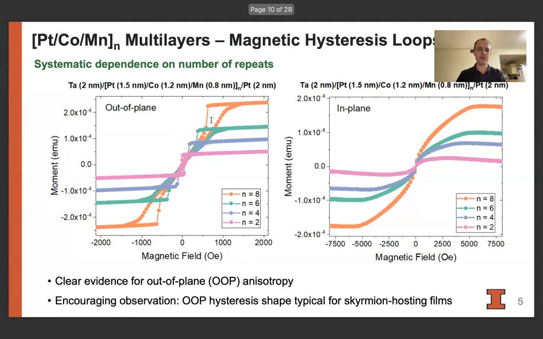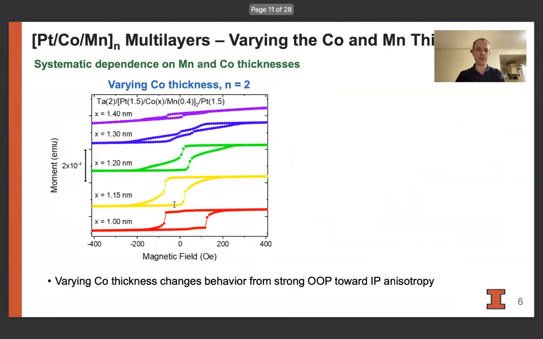And if you compare these two diagrams, you can see that we have clear evidence for an out-of-plane anisotropy. And also what is very encouraging is that the shape of the hysteresis loops in the out-of-plane case is very typical for skyrmion-hosting films, as you can see here on these two pockets in this orange curve, for example. Okay, and everything is relatively systematic.